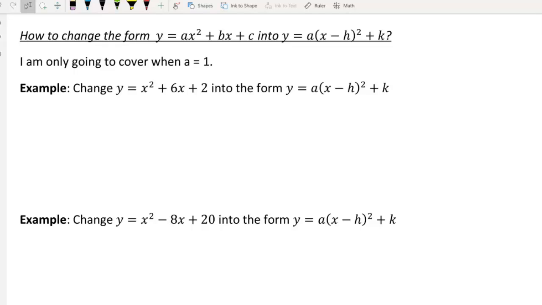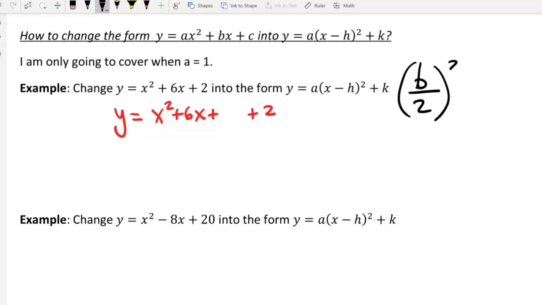In these examples, we're only going to let the a value be 1. The first thing we do is to rewrite the equation, and we're going to leave a space after the x, and into that space we're going to put the number that completes the square. How do we do that? We take half the b value and square it. In this case, half of 6 is 3, and 3 times 3 is 9. 9 is the number that completes the square.